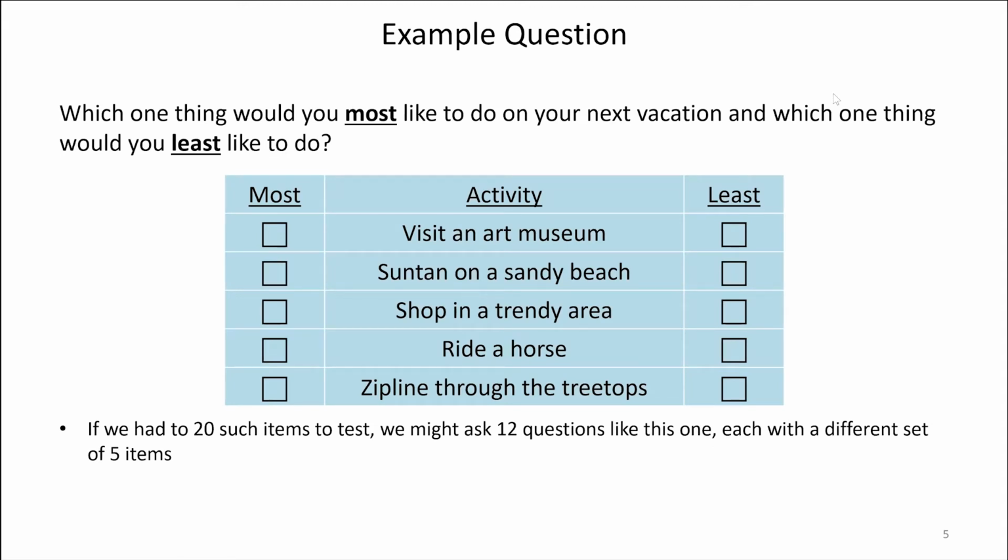So here's just an example of what a MaxDiff question might look like. Which one of these things would you most like to do on your next vacation, and which one would you least like to do? And I look at these things and I think, oh, that sandy beach looks pretty nice. So maybe I'm going to pick that as most. And I'm not much for riding horses, or maybe horses aren't much for carrying me, one or the other, but I would probably pick that the least. If we had 20 of these vacation activities to test, we might, for example, ask 12 questions like this. And each of those questions would have a different subset of 5 items.